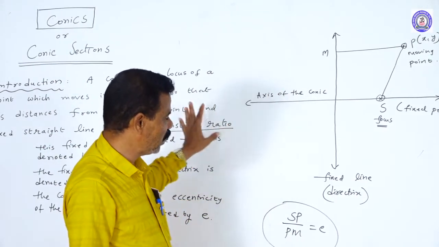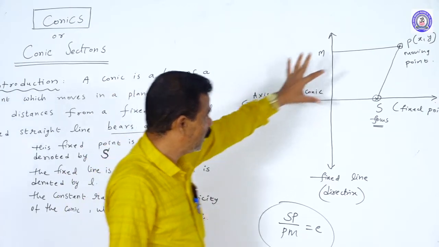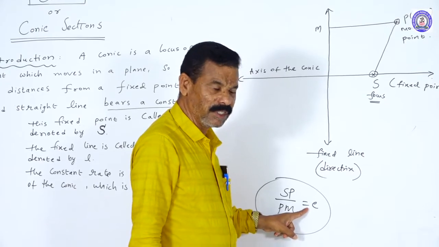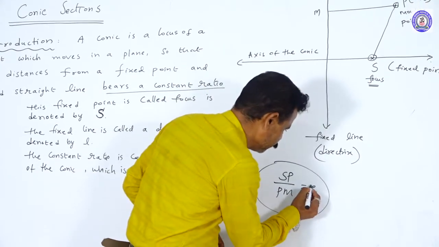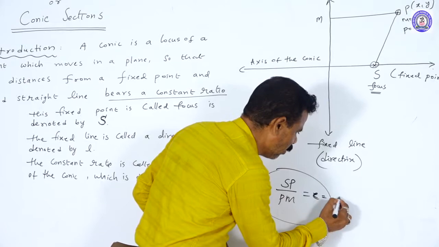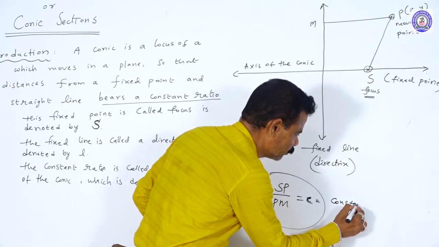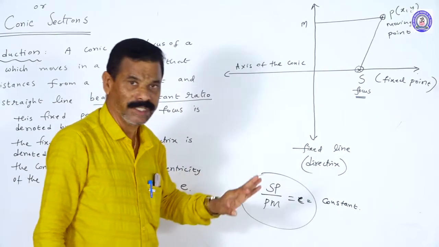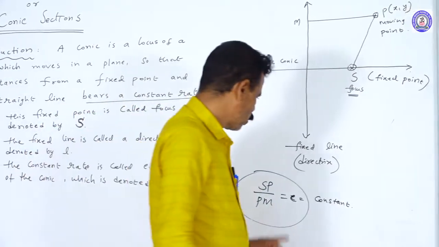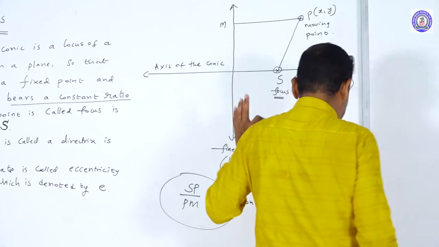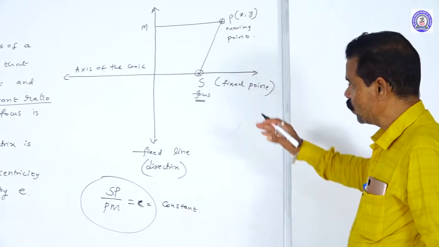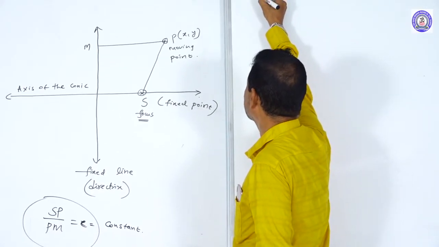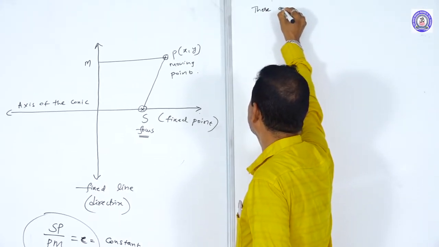So here by definition, what is given? SP divided by PM is a constant. That constant is e. SP by PM is equal to e. So here e is the eccentricity of the conic. In the conic section, there are three topics.